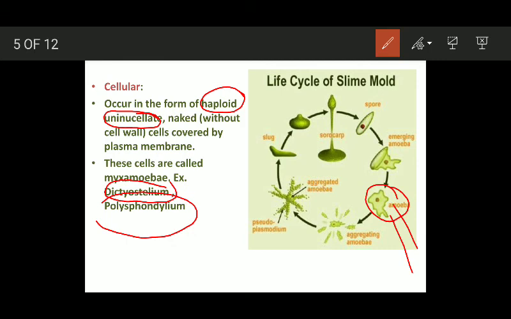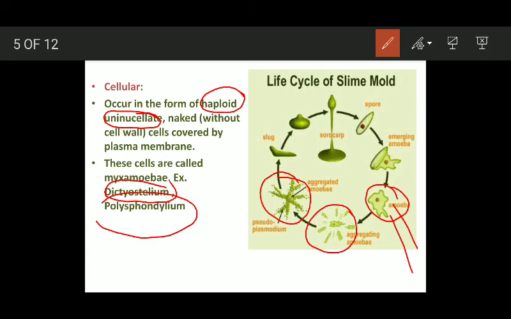This haploid cell cannot form the spores on its own. Instead, there are a large number of other cells of the same sort, many myxamoebae, which come close to each other and aggregate. This aggregation results in the formation of a multinucleate mass of protoplasm. But this multinucleate mass of protoplasm is not known as plasmodium. It is known as pseudoplasmodium, because it has resulted as a consequence of aggregation of many myxamoebae.